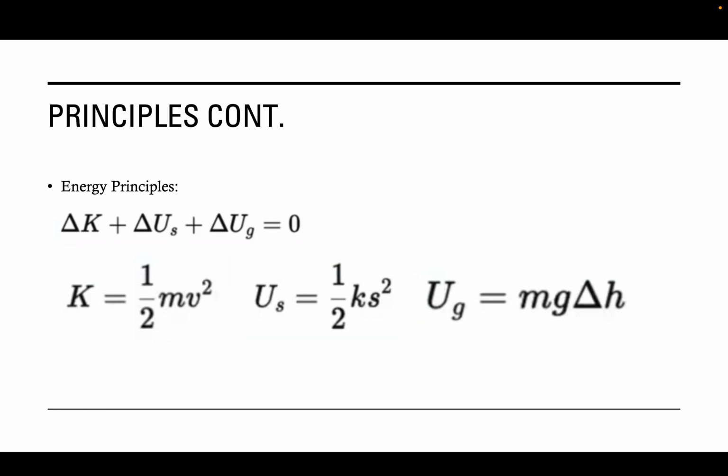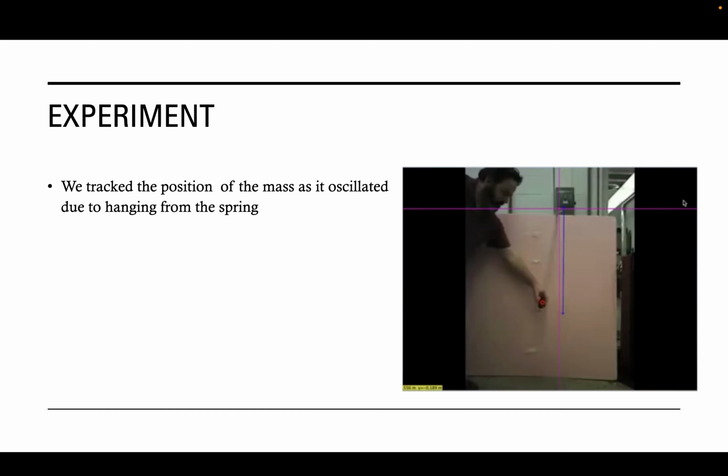If you took Earth to be outside of the system, then this would not be the case because gravity would be a force, not an energy. But we know that energy is neither created nor destroyed, so it should all equal 0 in the end. And we can see that kinetic energy equals 1/2 mv squared, spring potential energy equals 1/2 ks squared, and gravitational potential energy equals mg delta h.